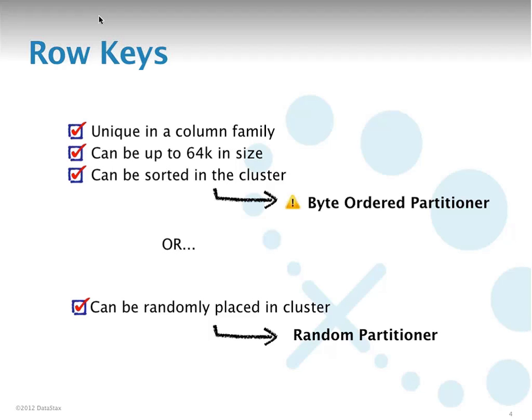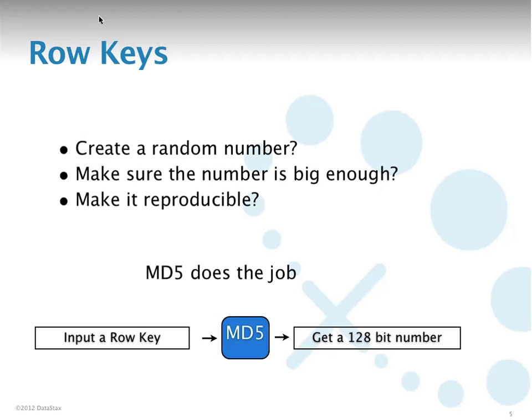So row keys, as you set them into your database, how do you create some random number? That's an important piece. We want to randomize this so that it distributes your data around the cluster. And so how do you make that number big enough so that we can use it and make it reproducible? And that's where MD5 comes in.